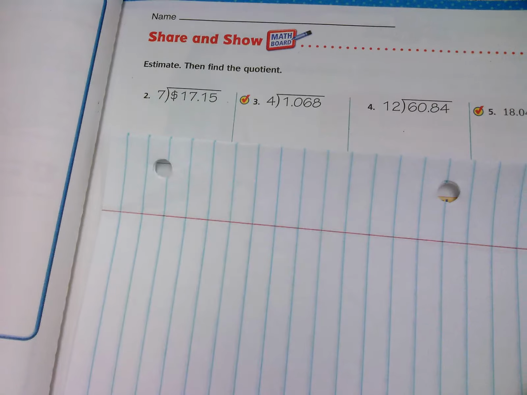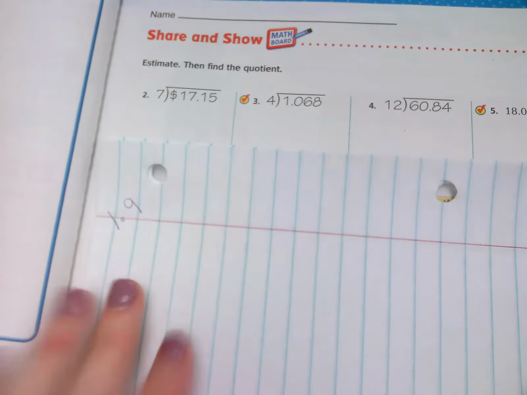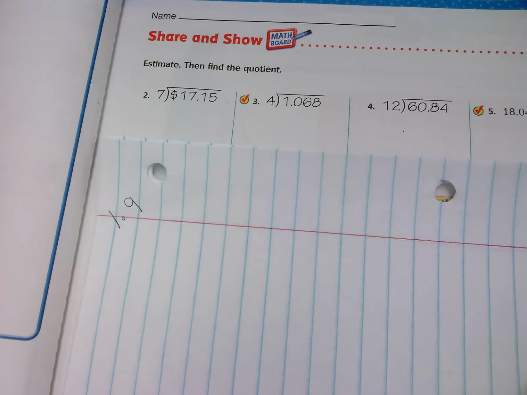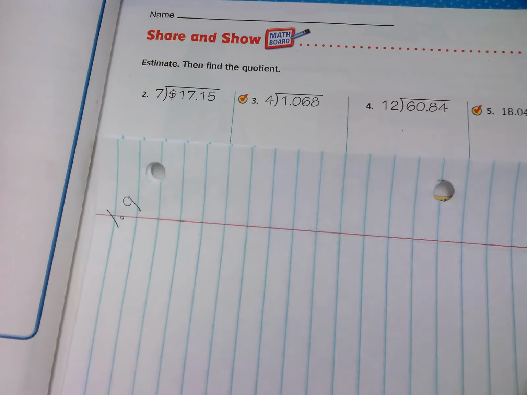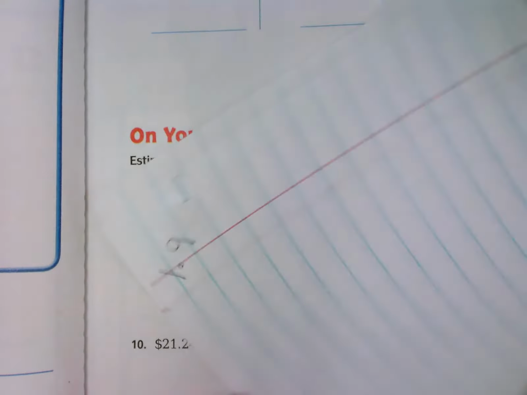All right, guys, so we are going to get started on 1.9, which is dividing numbers, whole numbers and numbers with decimal points. So I'm going to get started with the On Your Own problems, and problem number 6.